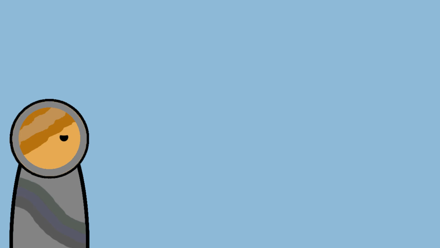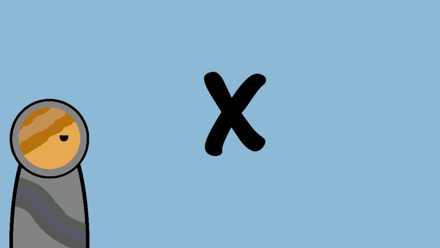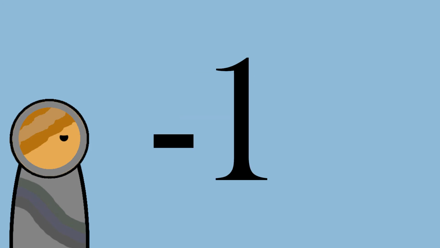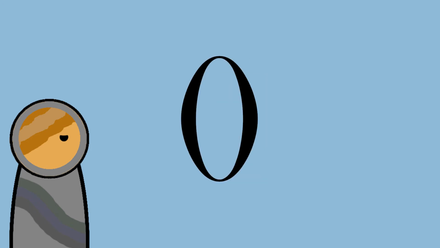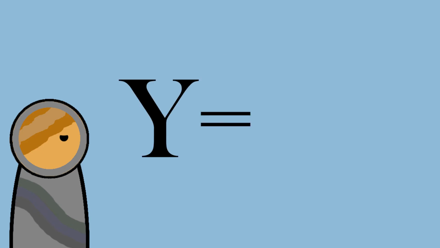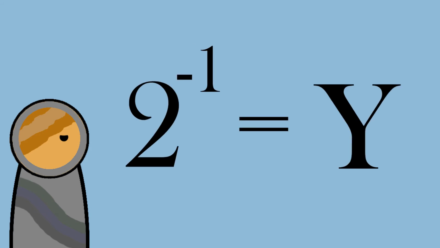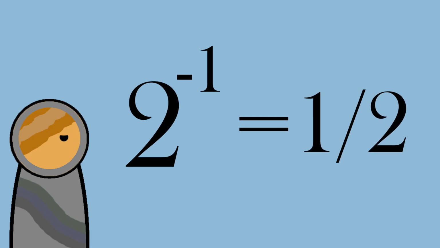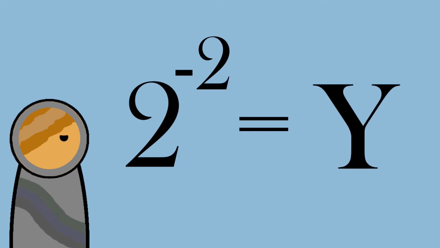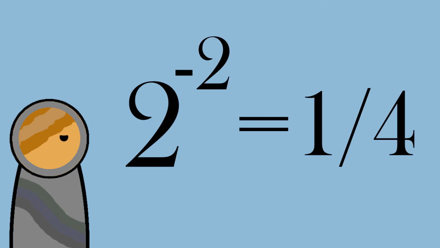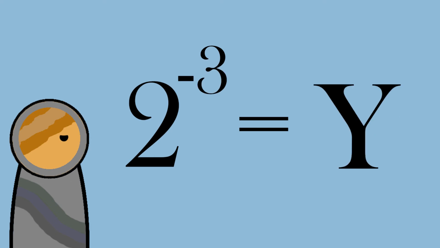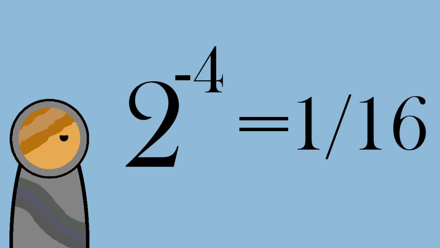Well, what happens when x is 0 or less? Well, when x is 0, y will always equal 1 unless something else happens to it. And when you get negative 1, it halves, so you get 1 half as y. And then negative 2 would make 1 fourth, negative 3, 1 eighth, negative 4, 1 16th.